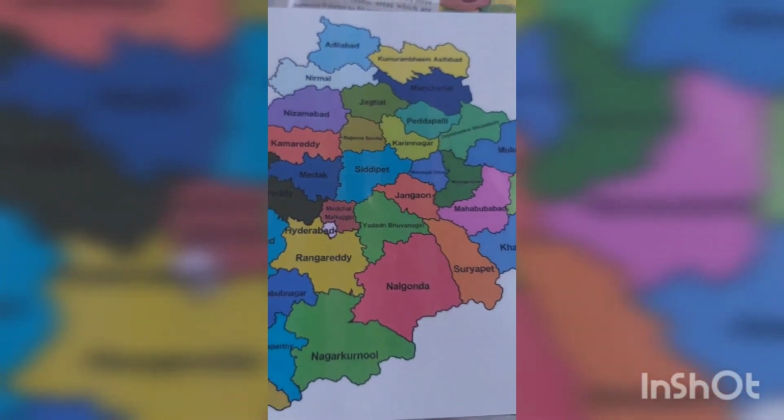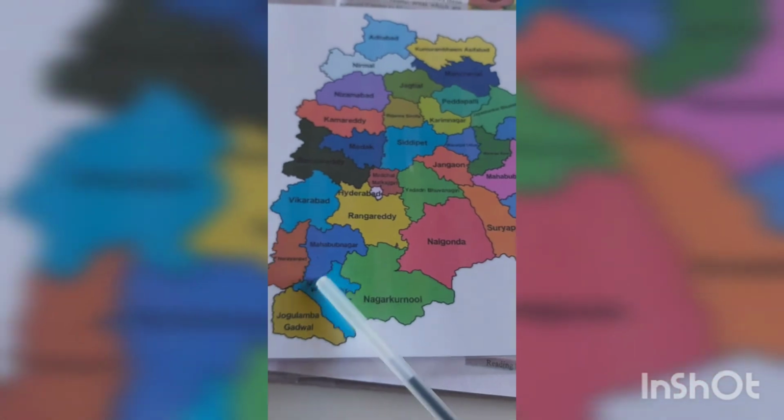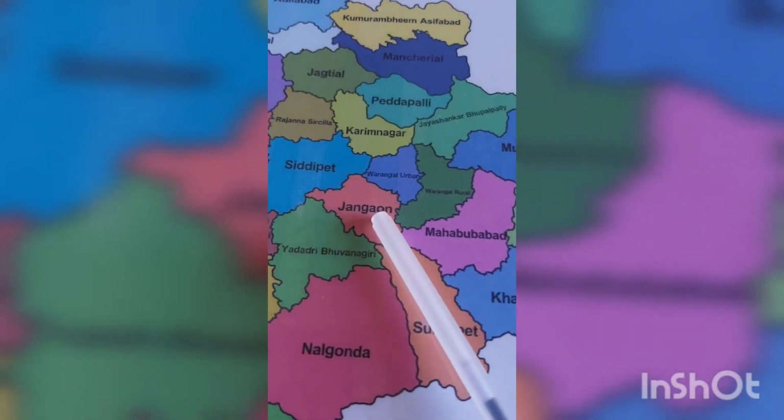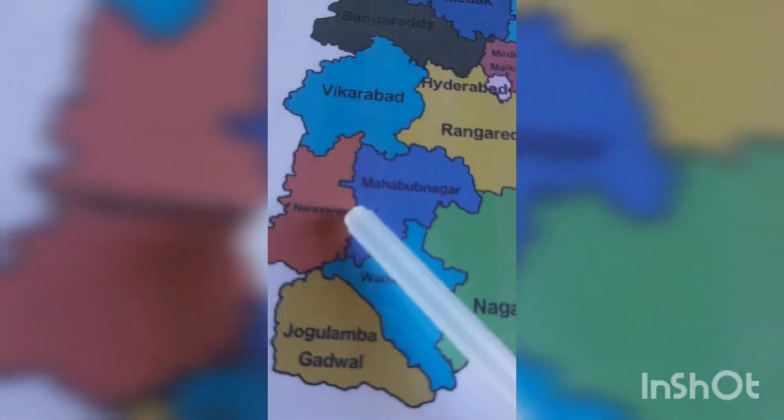So now you can see the political map of Telangana, which is showing the districts. Earlier it was 10, then 31, now it is 33. Mulugu is one of the new district. You can see Mulugu there, and there is one more here. We have Narayanpet, which is also a new one. So from 31 it has become 33 now.